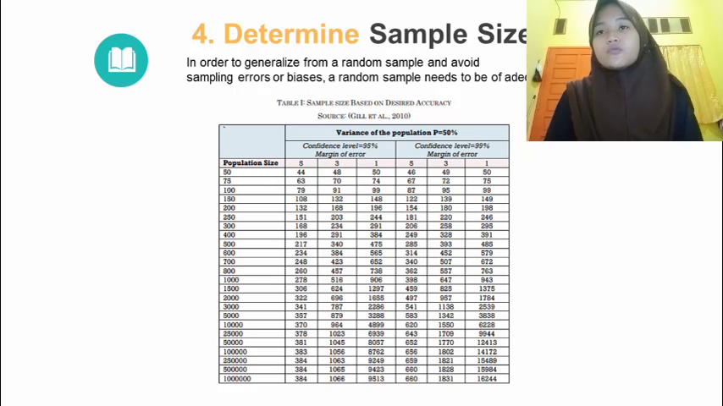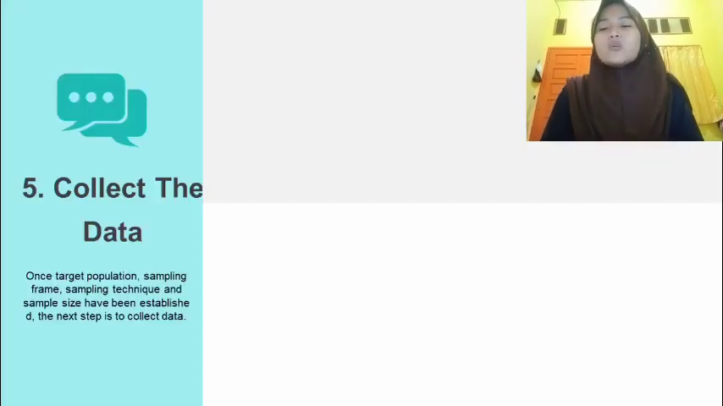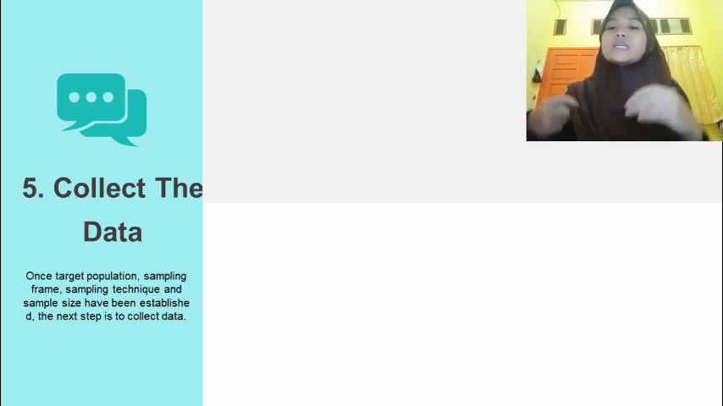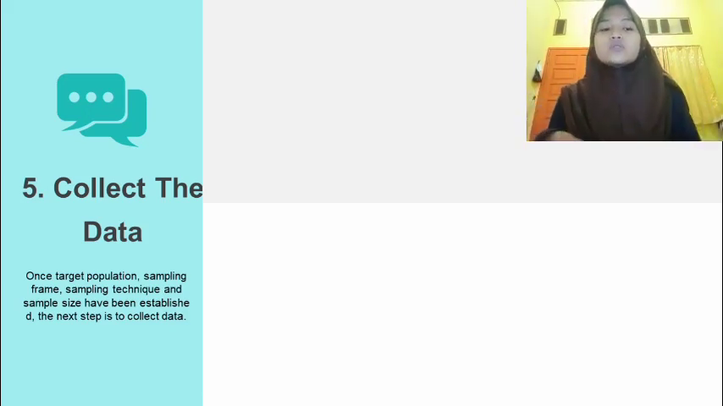Okay, so the fifth step is collecting the data. Once the target population, sampling frame, and sampling technique are chosen and the sample size has been established, the next step is collecting all the data, for example, doing the survey and so on.